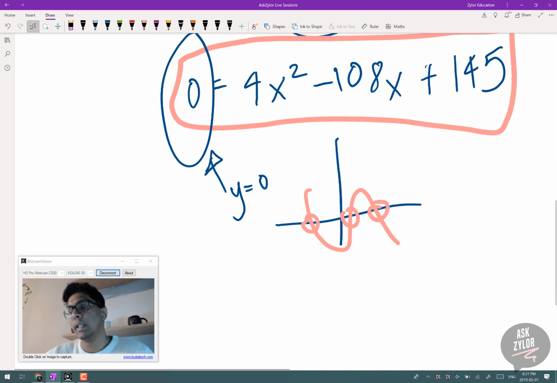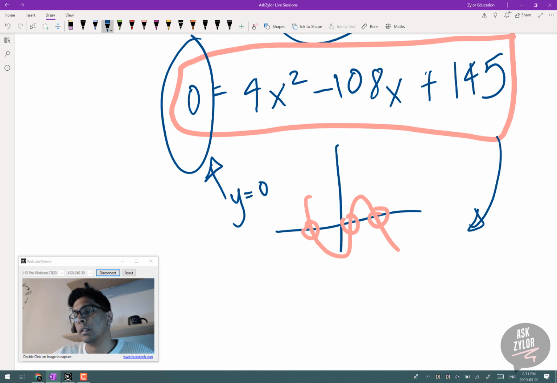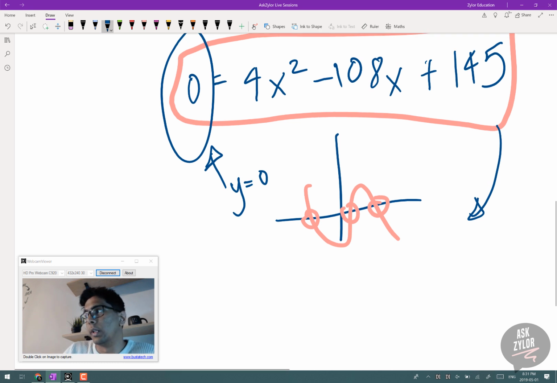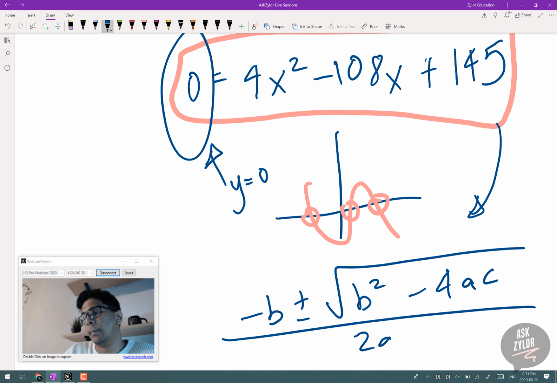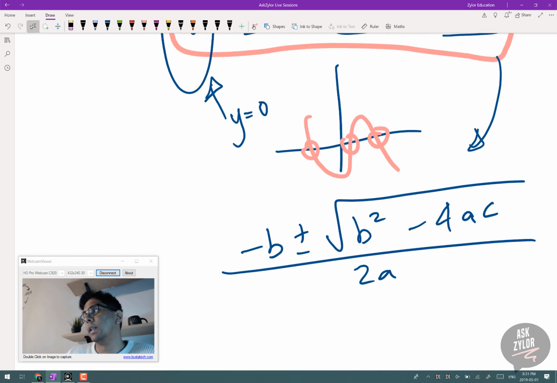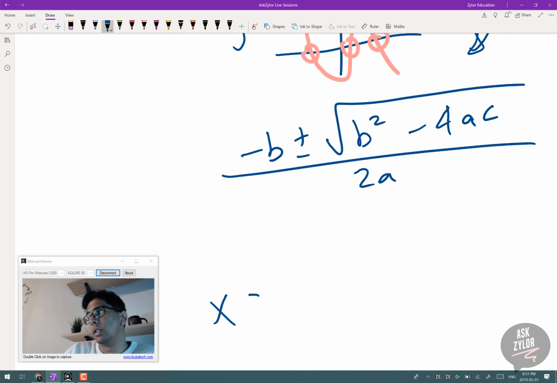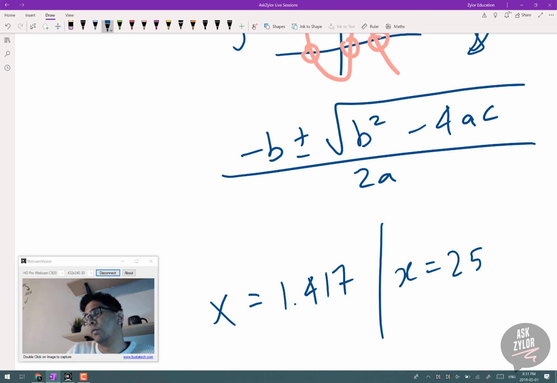Right? So how do I find the x-intercepts? I need to find the factors, or the factored form of this equation. So I'm going to try and factor it. If I can't factor it, what I'm going to do is put it into my quadratic equation. Right? What's my quadratic equation? My quadratic formula, it's minus b plus minus square root b squared minus 4ac over 2a. Right? My b is negative 108, my a is 4, my c is 145. So I'm going to plug all that in, and I'm going to get x is equal to 1.417, or I get x is equal to 25.83.